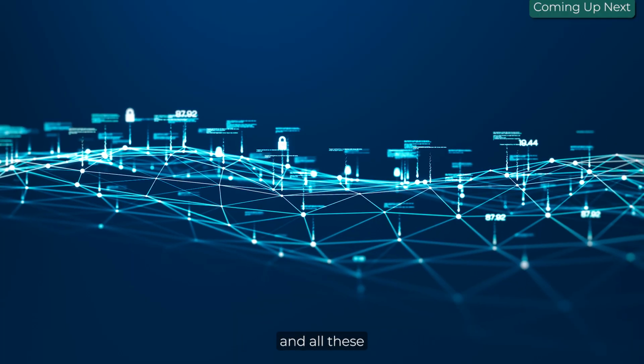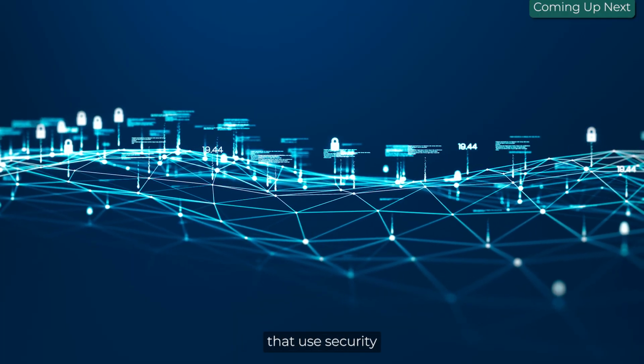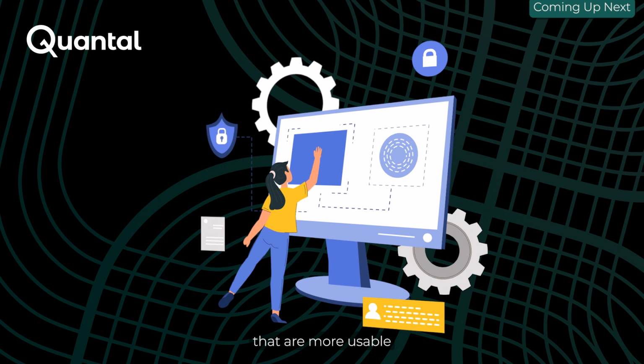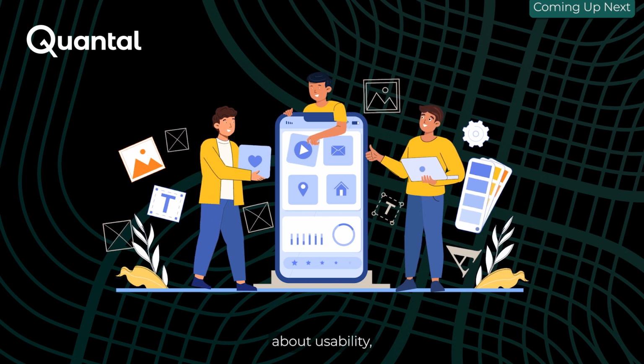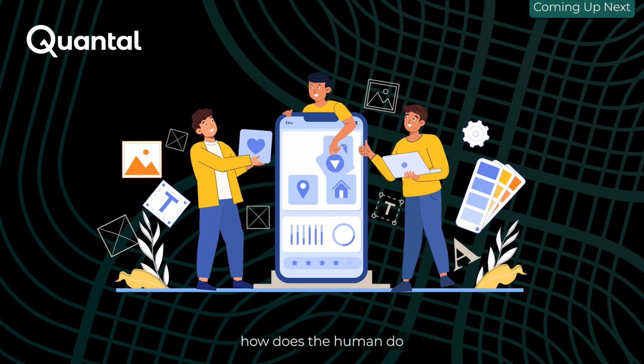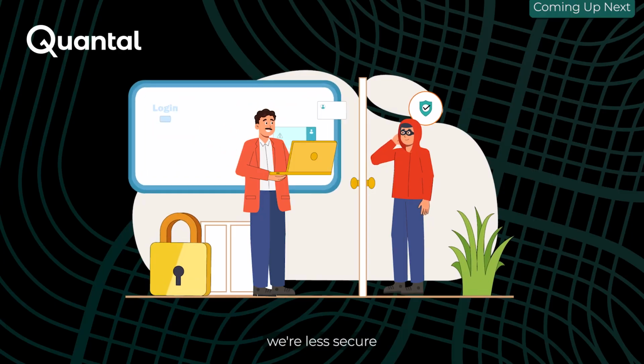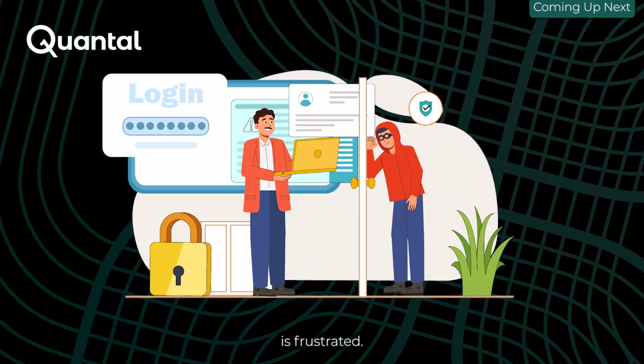I really think that the industry of security and all these tangential industries that use security have this kind of outdated mindset of the more secure something is, the less usable it is. You can build systems that are more usable and more secure, and actually usability ends up helping security in a lot of ways. If we don't think about usability, if we don't think about how the human does the thing we want them to do, we're less secure and the person is frustrated.